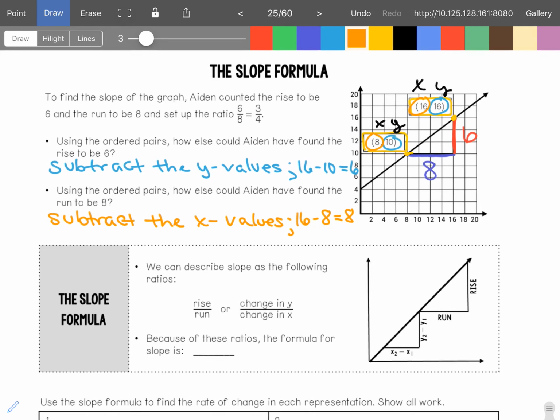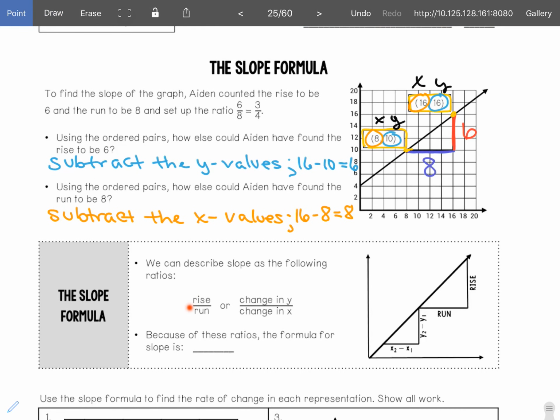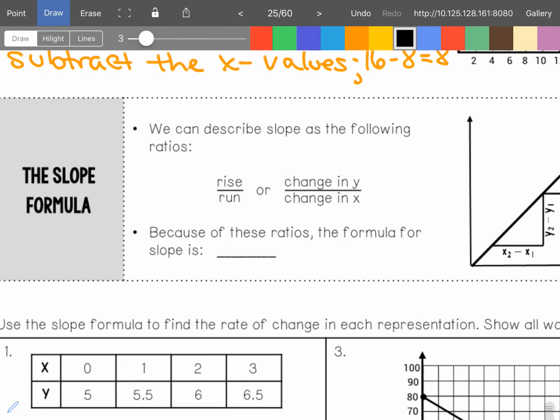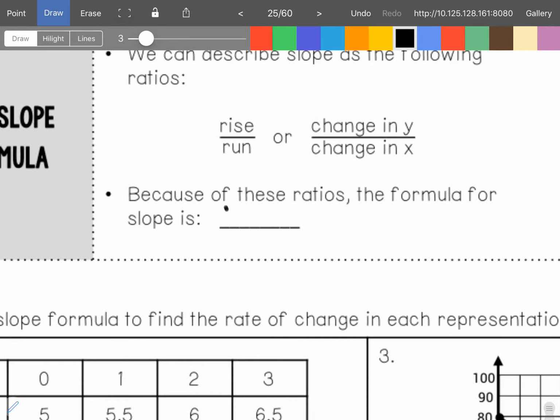The slope formula can be described as the following, and we've talked about the rise over the run, okay, but now we're looking at the ordered pairs. So the rise deals with the y's, the difference in the y values, the change in the y values, over the run, the difference in the x values, the change in the x values. So because of these ratios, the formula, which you'll see pretty frequently for slope, looks like this. y sub 2 minus y sub 1 divided by x sub 2 minus x sub 1.